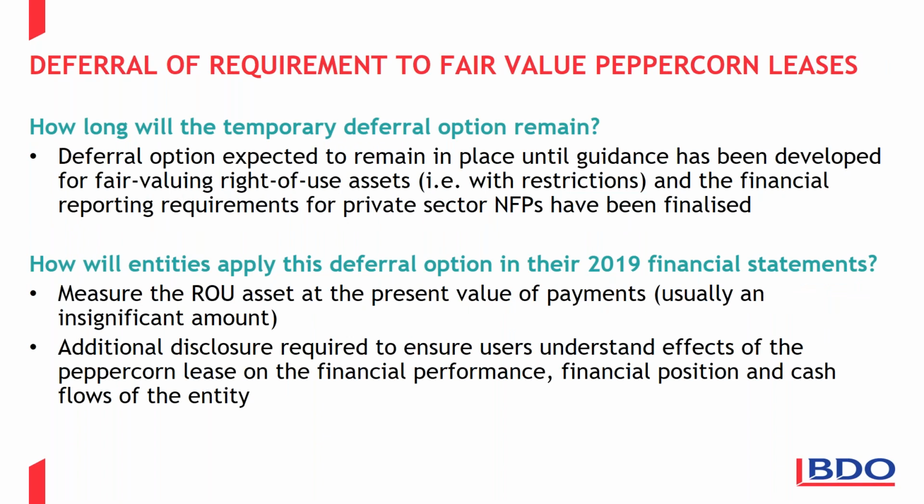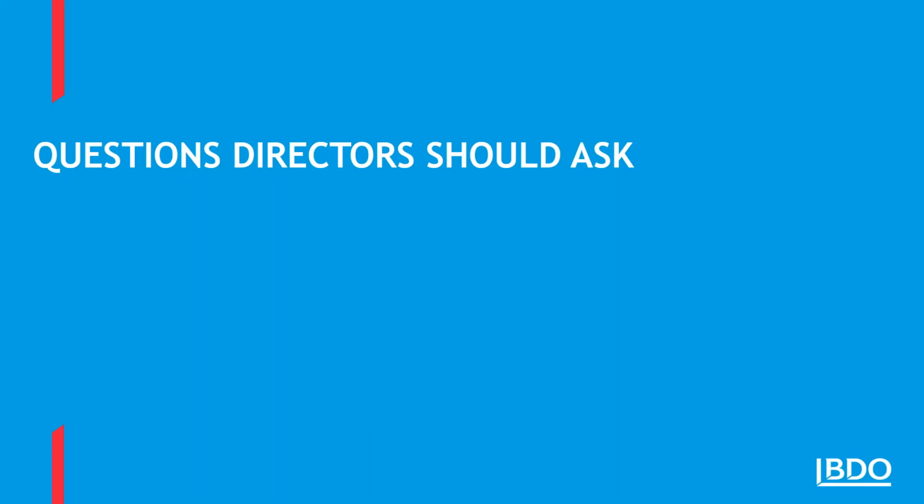This last slide here actually just summarizes what I've spoken about. How long will the temporary deferral option remain? Until such time as the guidance is in place. And that just summarizes that the right of use asset, if the deferral option is elected, is effectively the present value of the lease liability. All right, now, one point to make here is the last bullet point on that slide. Additional disclosures are still required. It's important to note that the choice of this temporary option not to apply the fair value model on the right of use asset does still require certain disclosures to be made. So please don't forget that.